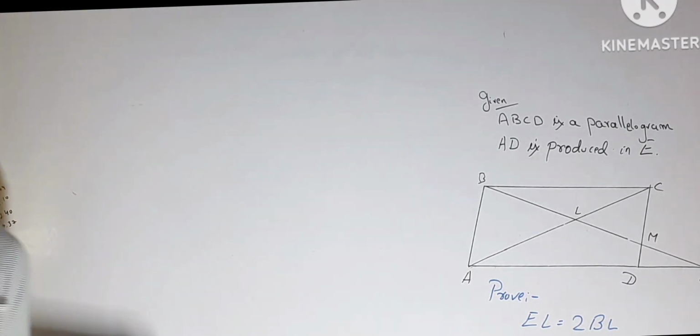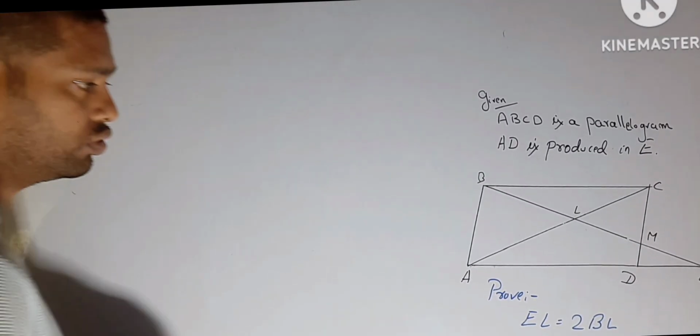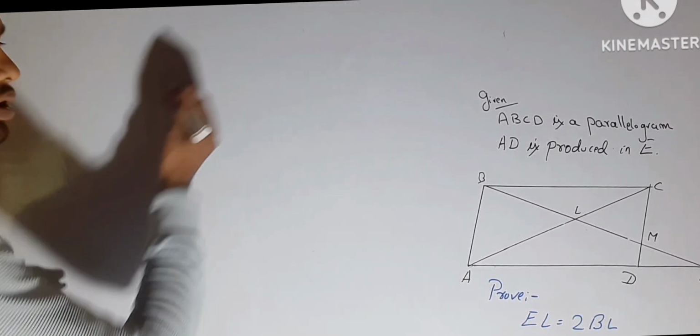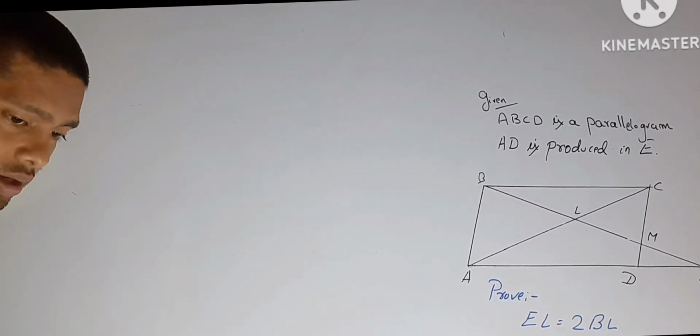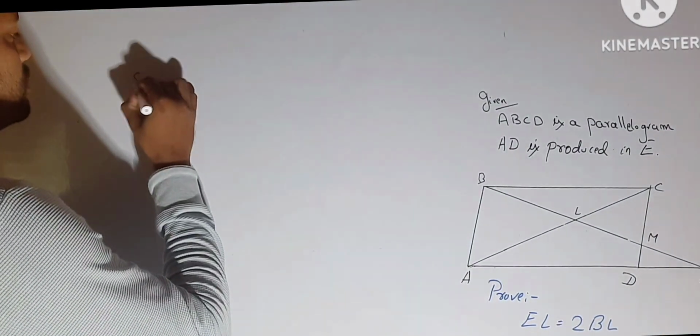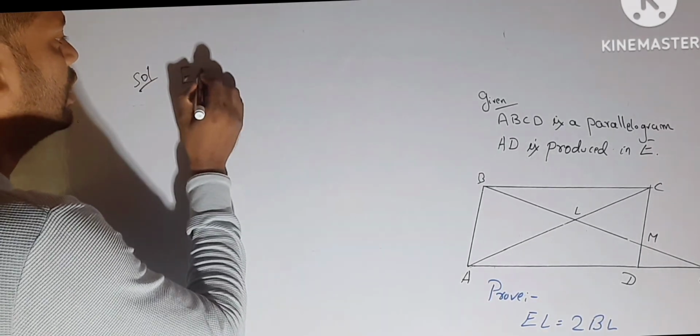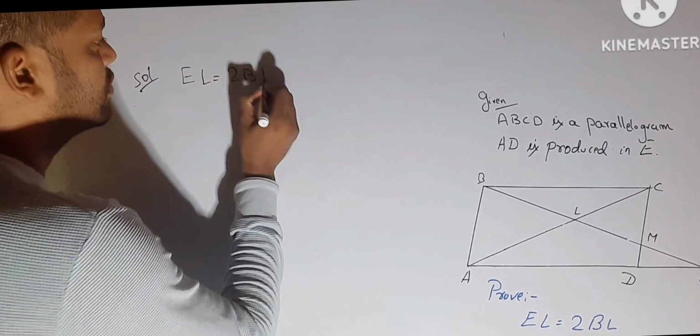Very good. So as usual, what we used to do, what we have to prove first, we have to see, and by using that only we'll get the triangle. So let me solve. Wrong marker, I have left the other marker here. So, solution. What we have to solve? EL is equal to 2 times BL. This one we have to solve.